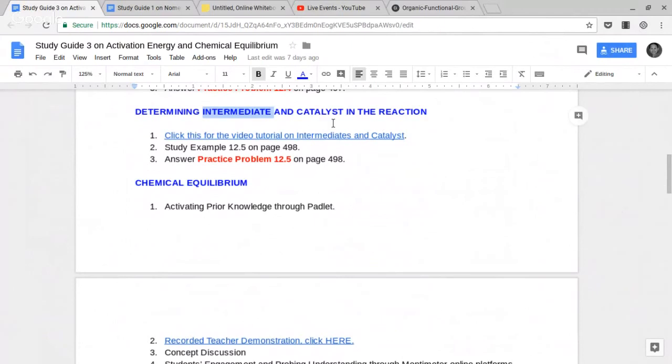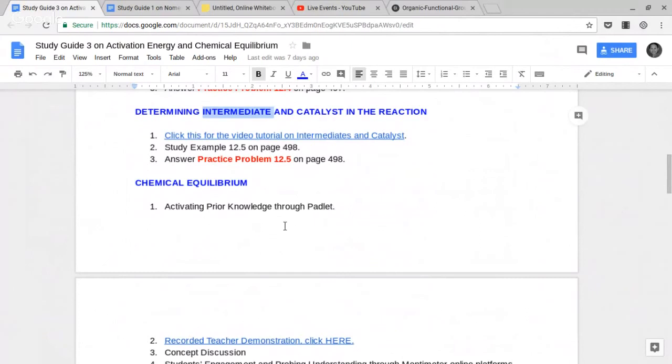And then you've got to copy the net equation by just copying whatever is left on the left side and whatever is left on the right side, bearing in mind that your net equation has to be balanced also.